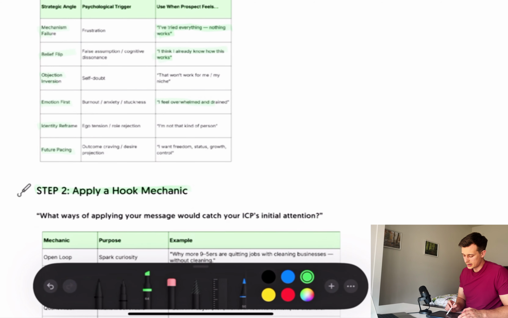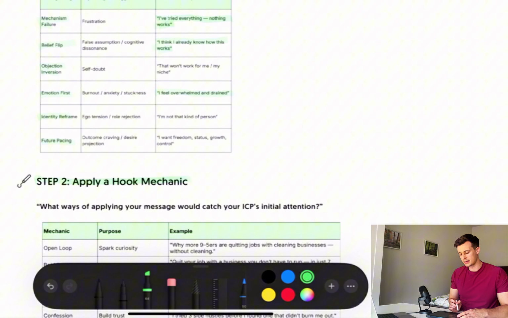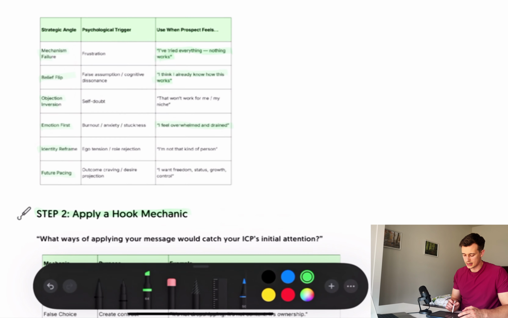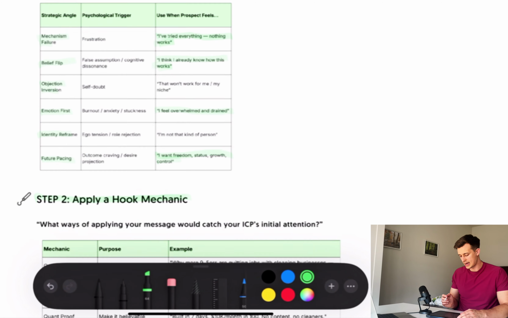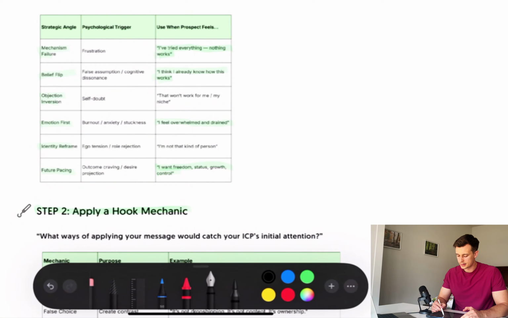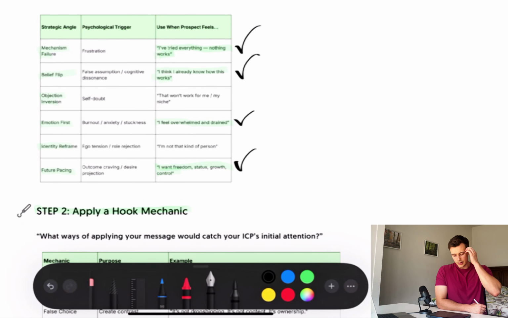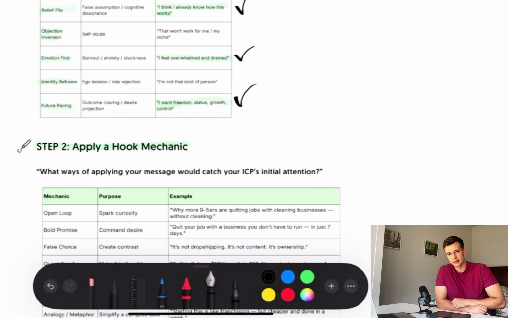Emotion first, a lot of the emotions there of feeling overwhelmed, drained, etc. can definitely use a strategic angle on that. Identity reframe, not as interested in that one. I want freedom, status, growth, control. That one I could see being a possibility as well. So the options that I have in terms of strategic angles are these 4, which I will put down below. Again, I can pick at these and try to create hooks based on these strategic angles.